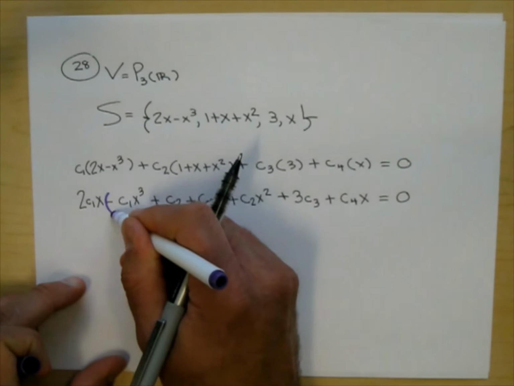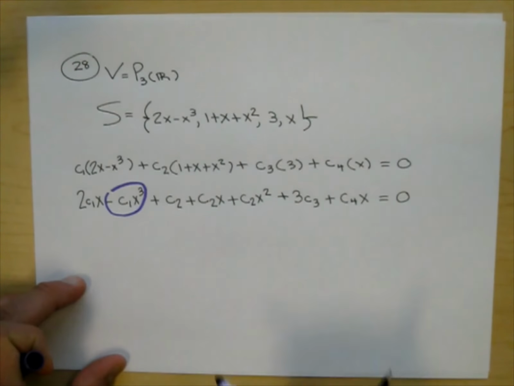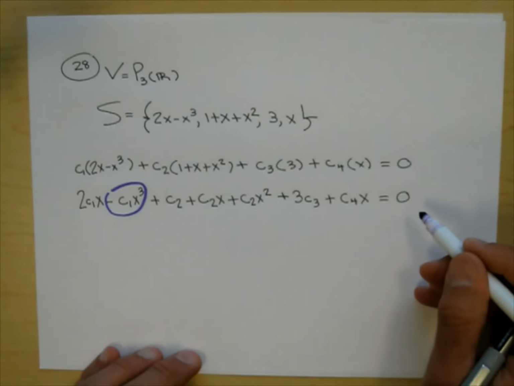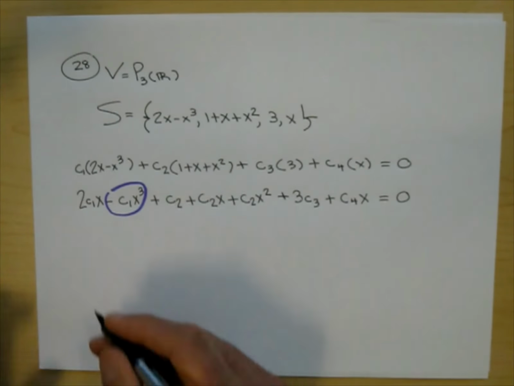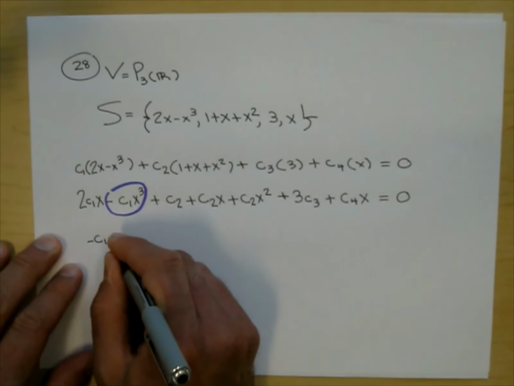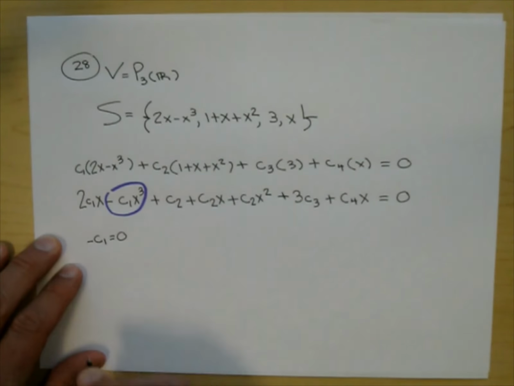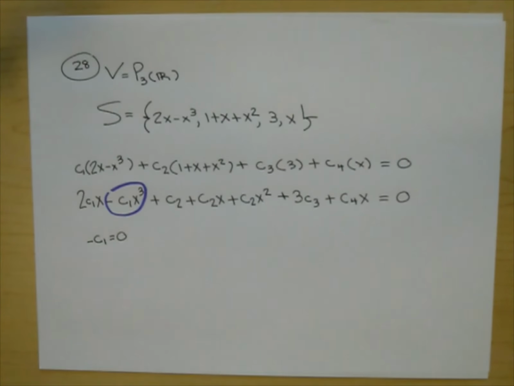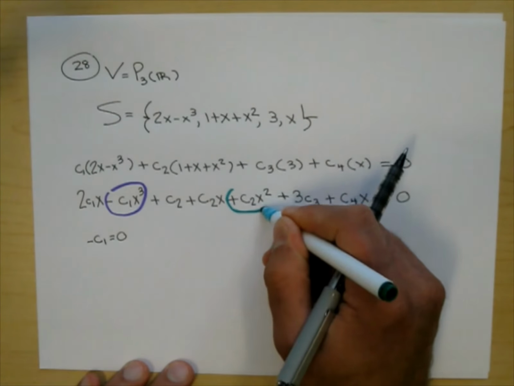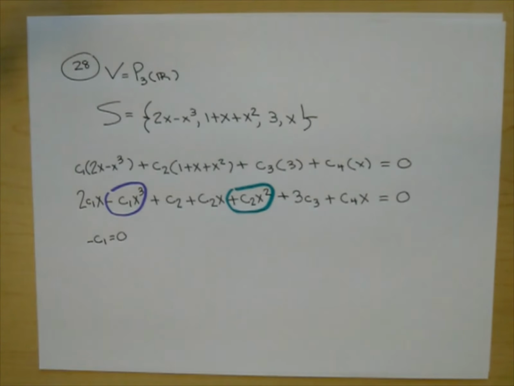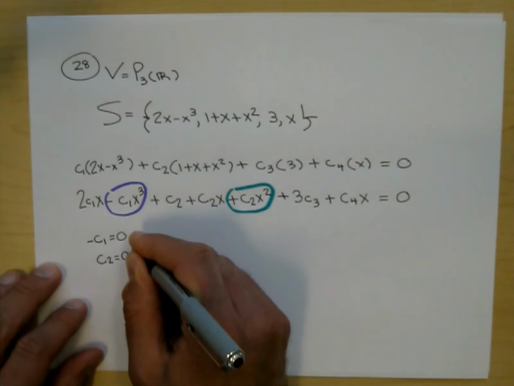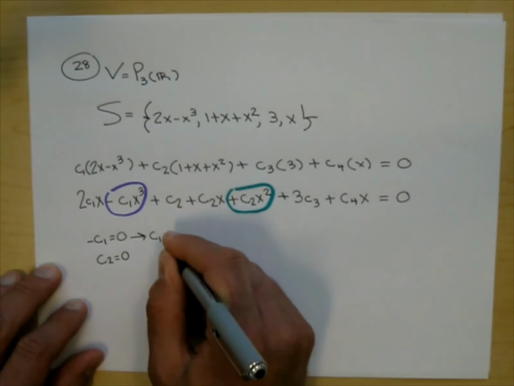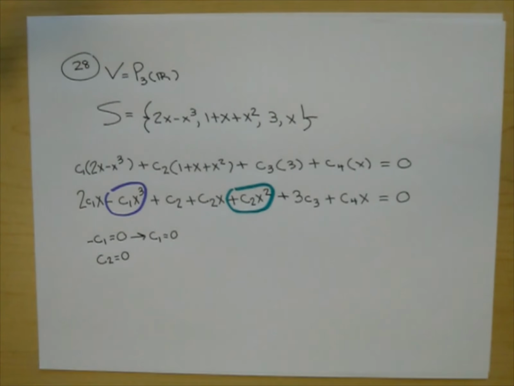Let's go ahead and write out all of our equations. Our first equation, I'm going to circle all the things with x cubed in it, and that's the only one. On the right hand side it's 0, so it looks like I have negative c1 equals 0. I'm going to circle in another color all the x squared terms. So it looks like c2 equals 0. We know that c1 is 0 from the first one. I should have just written that down.